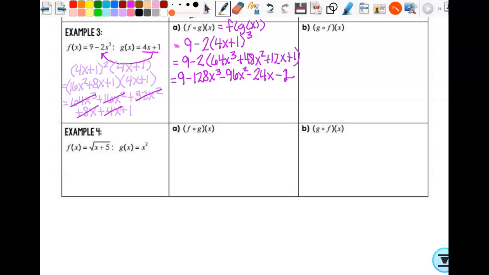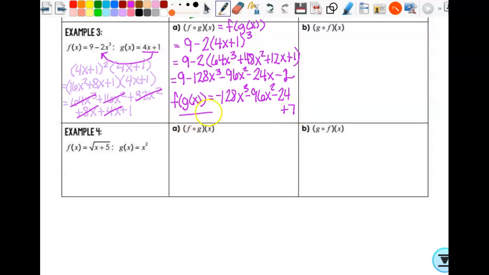All right, so can I still combine something here? Yes, but I only have one thing left, so I'm going to go ahead and label my answer. F of g of x is equal to negative 128x cubed minus 96x squared minus 24 plus 7.